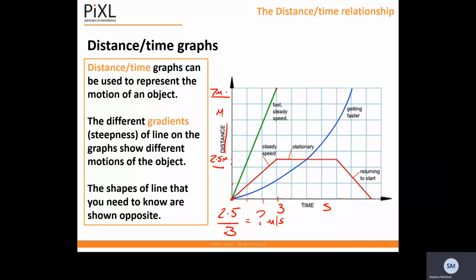Now, between the time of 3 seconds and 7 seconds, this object did not increase its distance at all. So it was a stationary object. It wasn't moving. And if the distance is decreasing, it means it's going back to the start. So what we see here is that something has driven or walked, stayed still for a certain amount of time, and then walked back to where it started, or driven, or whatever you wish.